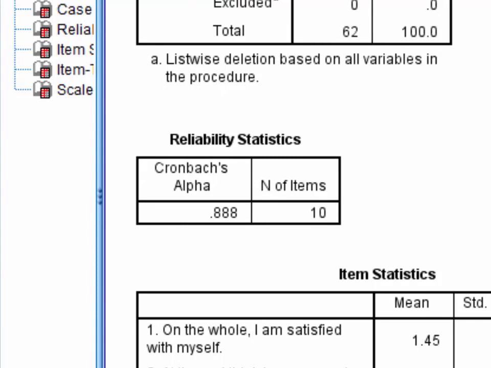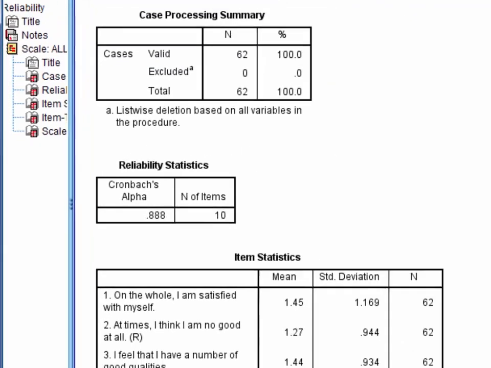Now, different authors give different recommendations, but general consensus seems to be that anything over about 0.7 indicates that the measure is suitable for research purposes, and anything over about 0.9 to 0.95 suggests redundancy. So in other words, several items asking basically exactly the same thing.